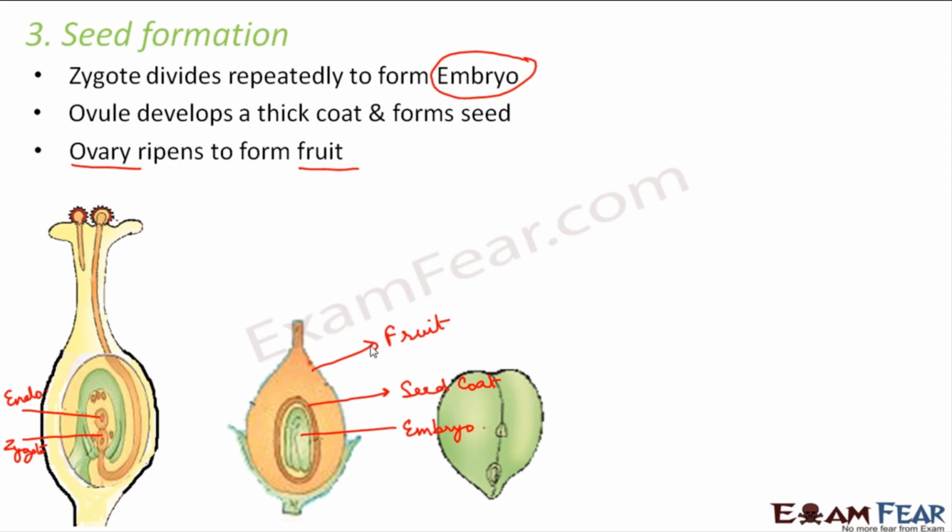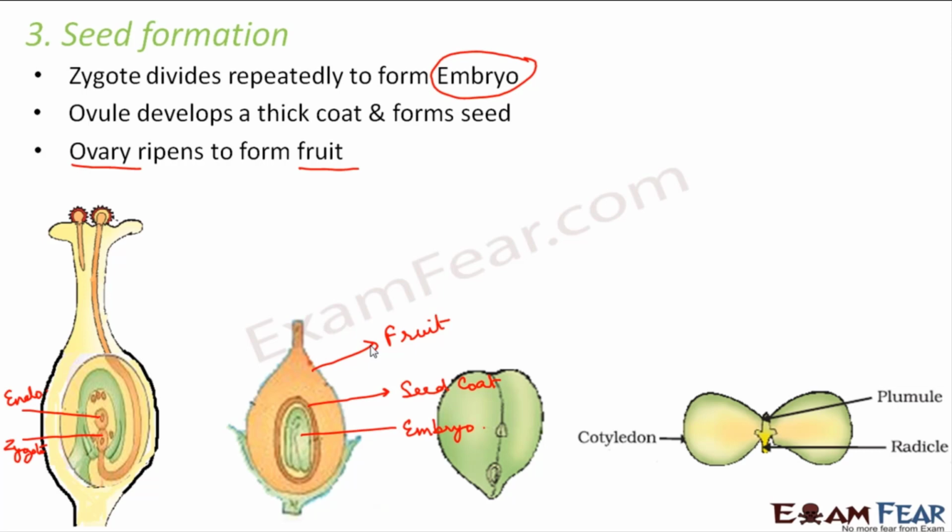So this is how a seed looks. If you only look at the structure of a seed, it will look somewhat like this. Now if you try to understand what is there inside a seed that it is capable of giving rise to a new plant, if you see the internal structure of a seed, you will see that the seed has a plumule, a radicle and cotyledon. What are these? Plumule is nothing but a tiny shoot. So this is the plumule, the upper part.